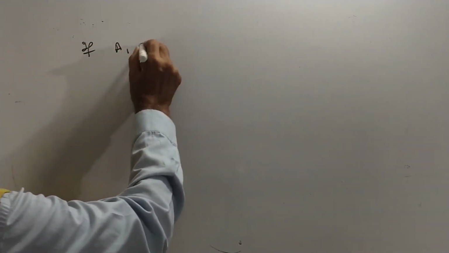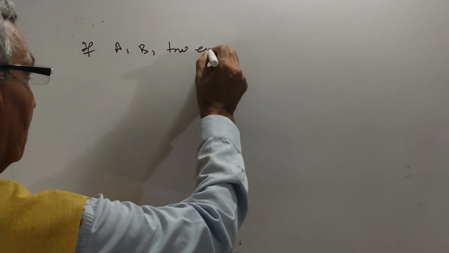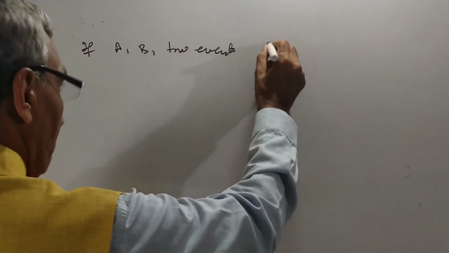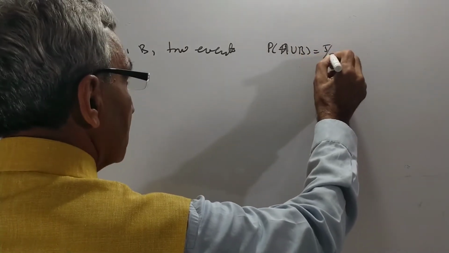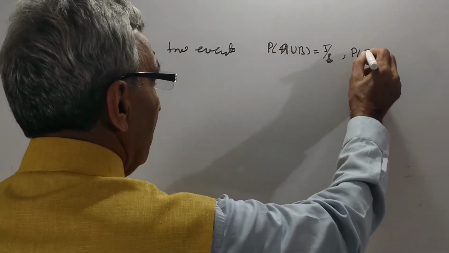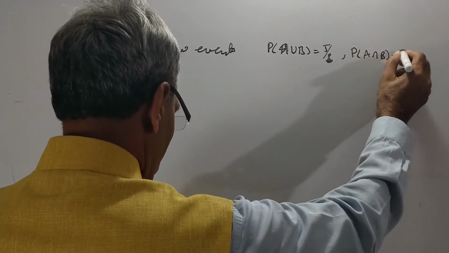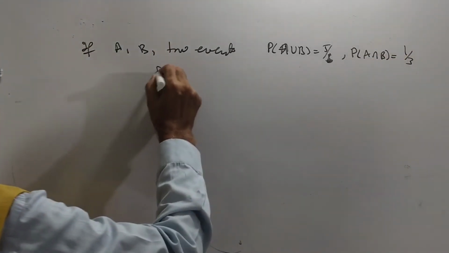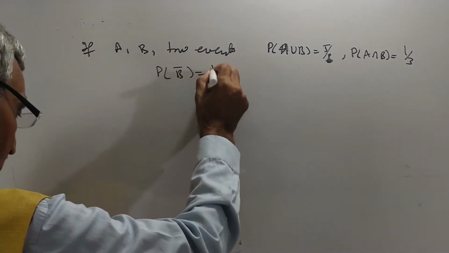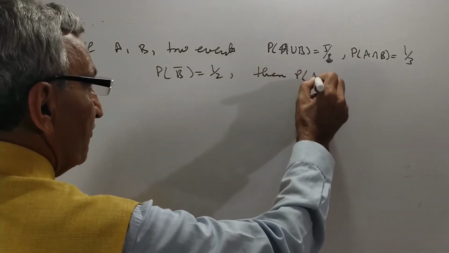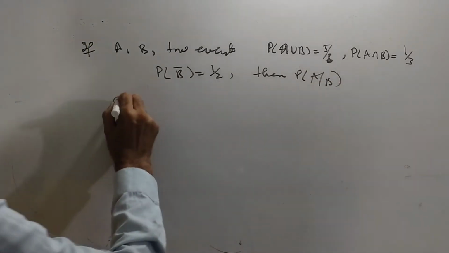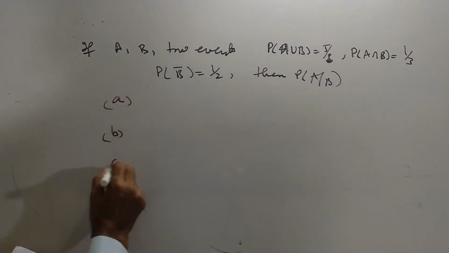Second question I come to. Let A and B be two events. Okay, what are these two events? Probability of A union B is equal to 5 by 6 and probability of A intersection B is equal to 1 by 3. Probability of B complement is equal to 1 over 2. Then find the value of probability of A oblique B. Again conditional probability, friends. Again conditional probability.